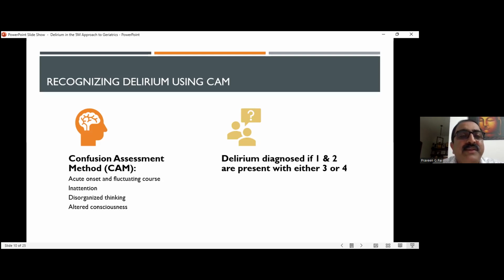So in the CAM, which is the Confusion Assessment Method, delirium is diagnosed if three of the four conditions are there. These are all general things. The first two are very essential. If it is acute in onset with a waxing and waning nature and has inattention, and one of the third and fourth, which is disorganized thinking or altered consciousness, then it can be classified as delirium.